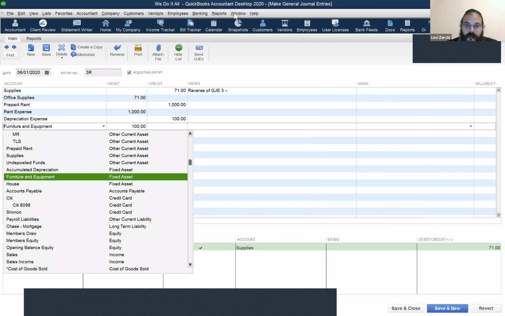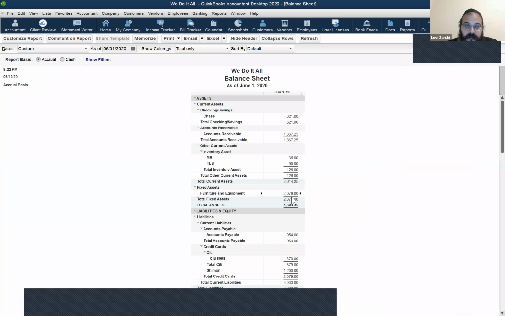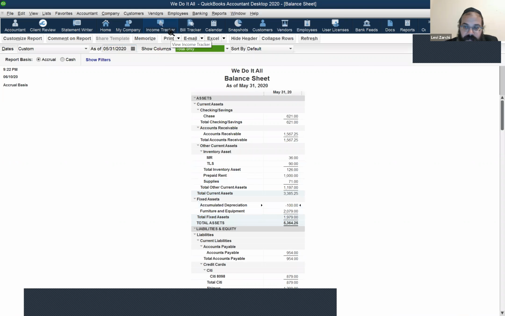And this is what I explained in one of the earlier classes. Go back to balance sheet. We have a 2079. But if you go on 531, you'll have a negative 100. It's called accumulated depreciation and 2079. So at the end of the year, if I go R, should be the same thing. It should be, and it is. It's an accumulated depreciation of 240 and furniture and equipment of 2079.